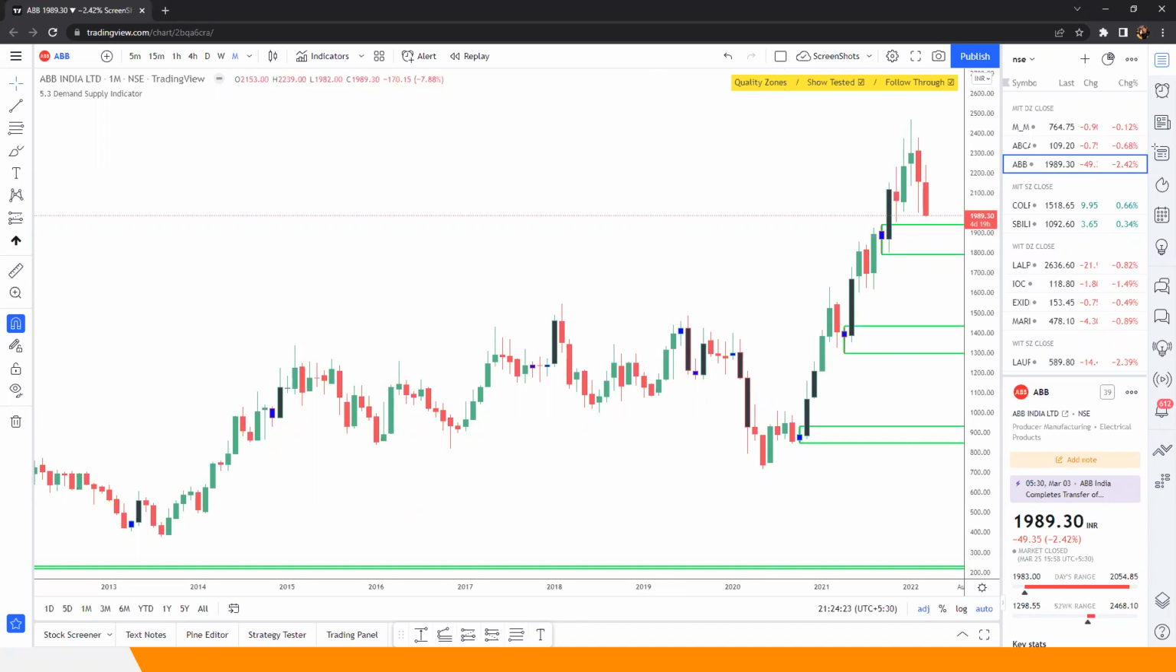Can I also use low probability zones? Okay, so that's an interesting question, Anand. Let me also show you something on that part as well. Just give me a minute.